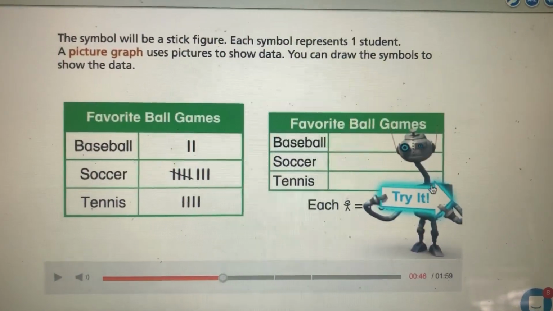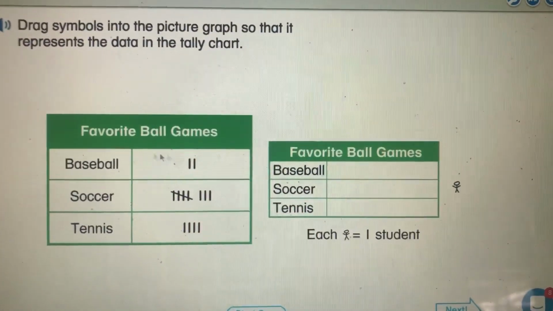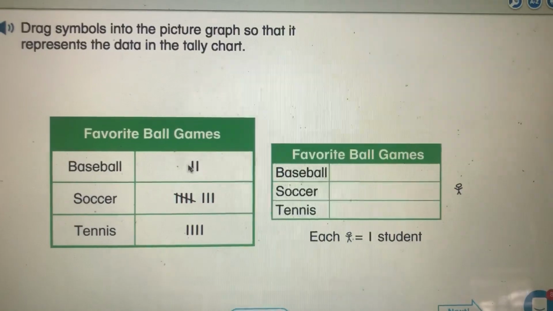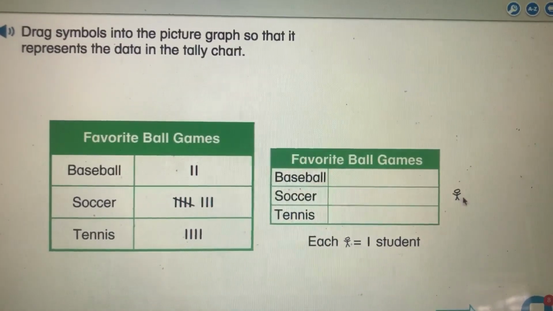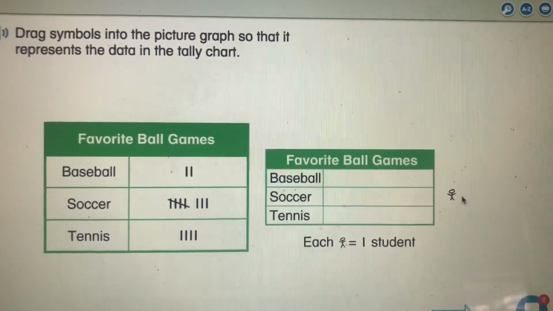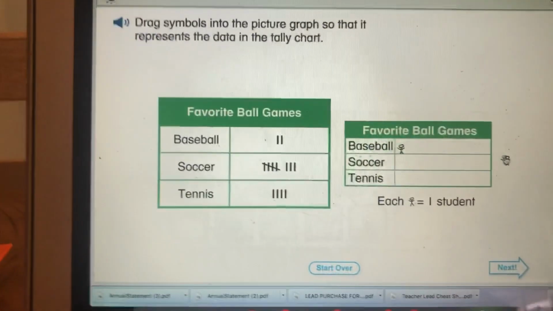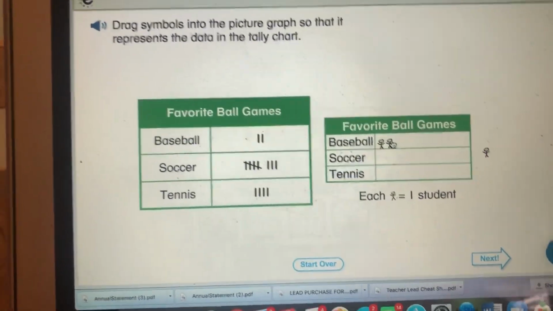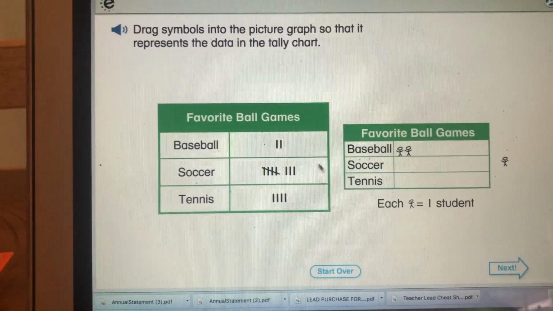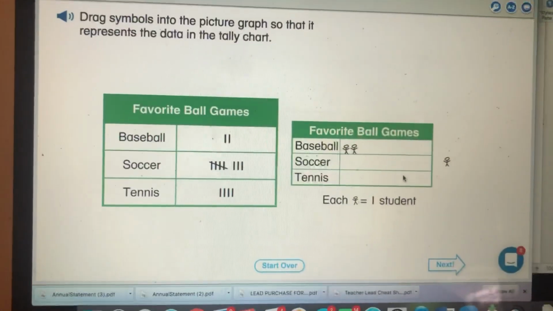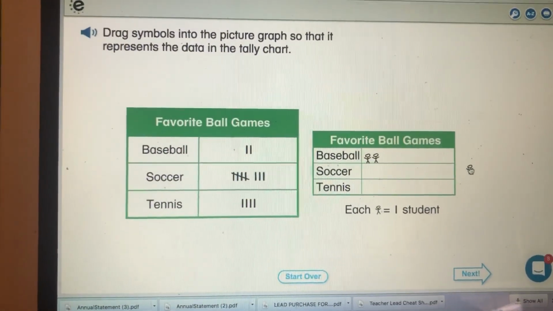We'll try it. So under baseball, that's two people's favorite games. So we're gonna add two symbols of the stick figure to baseball. All right, then soccer, it's 8. So we're gonna add 8 little stick figures.